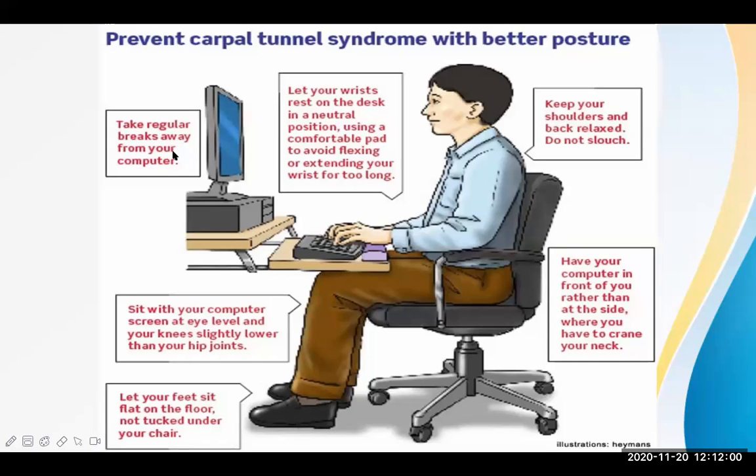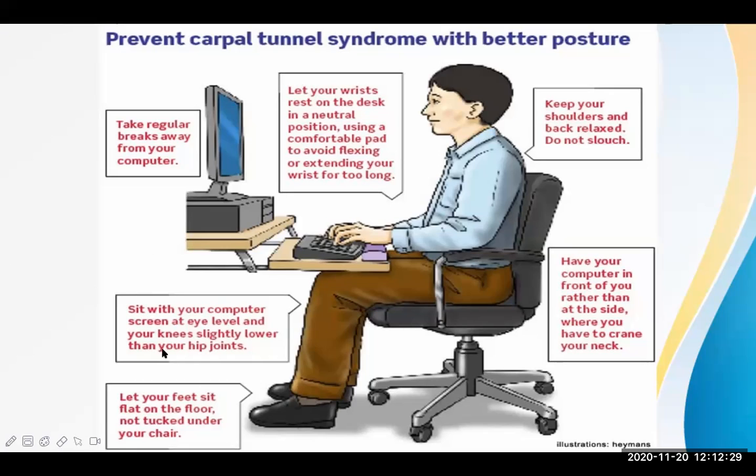Take regular breaks away from your computer. Do not keep on typing there. Make sure when you type, your wrist is not in contact with the edge of the table. If it is continuously in contact with that, probably you keep some cushion there so that the edge of the table doesn't develop friction against the wrist. This is one important point.